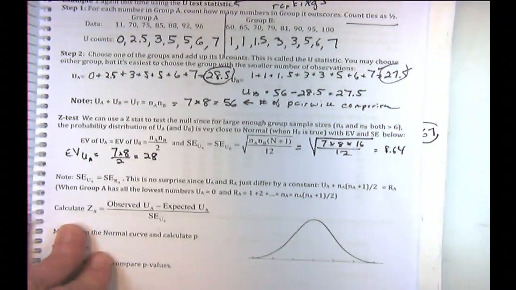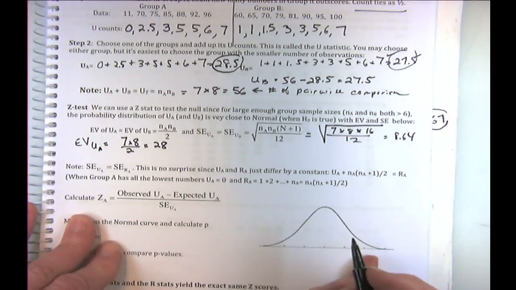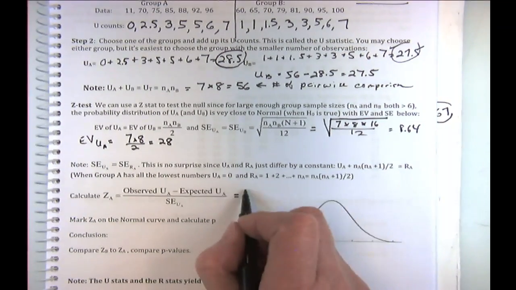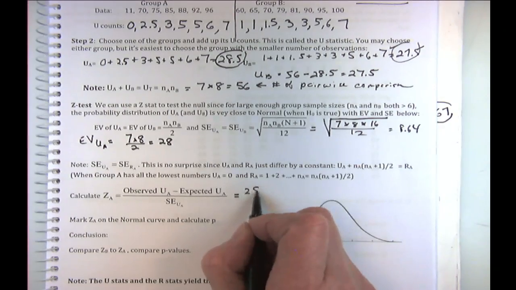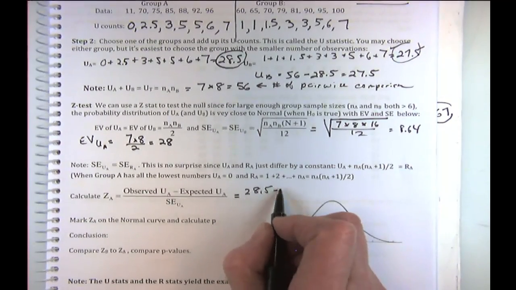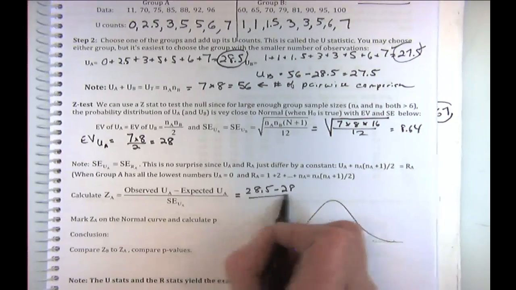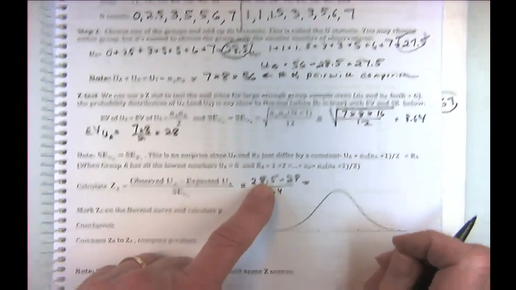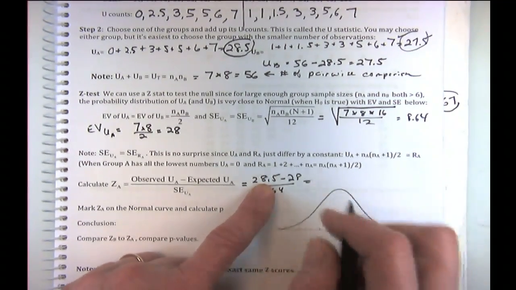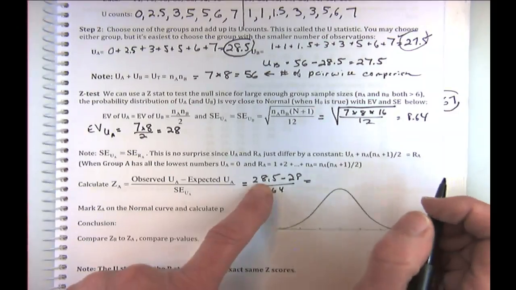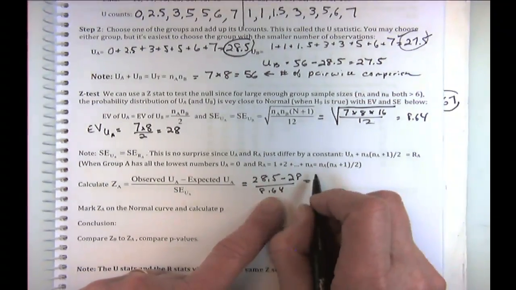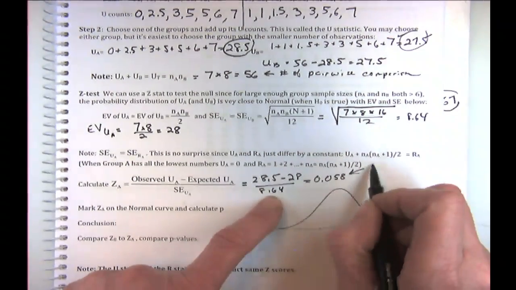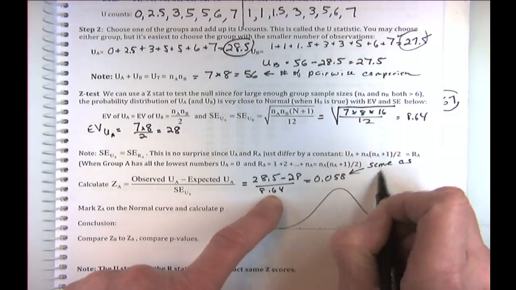All right. So now we're going to calculate the same thing the way we did before. What's our observed? Our observed is 28.5 minus our expected, which is 28. This is for Group A, all over 8.64. So again, you can see we have the same exact z-score. The numerator is just 0.5 over the same standard error. So it's just another way of calculating this. This is the same as the previous page.